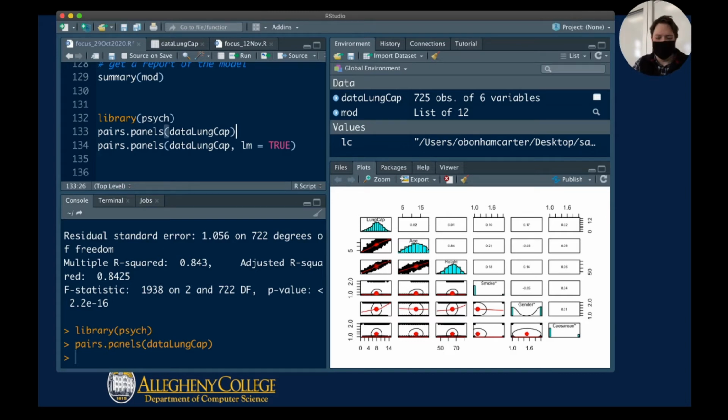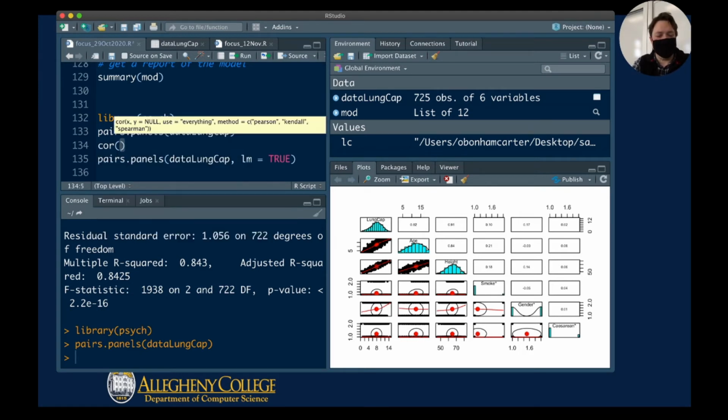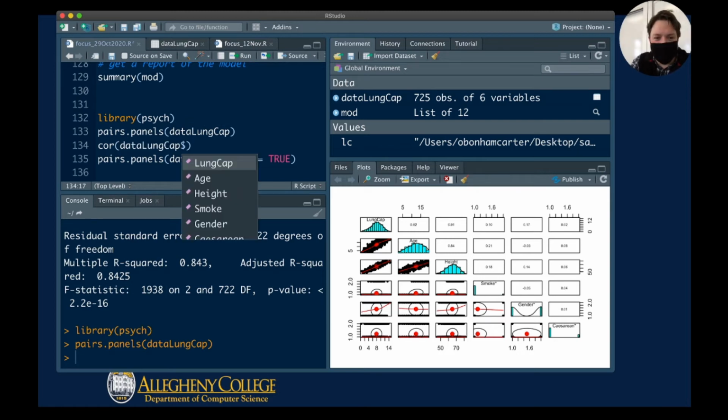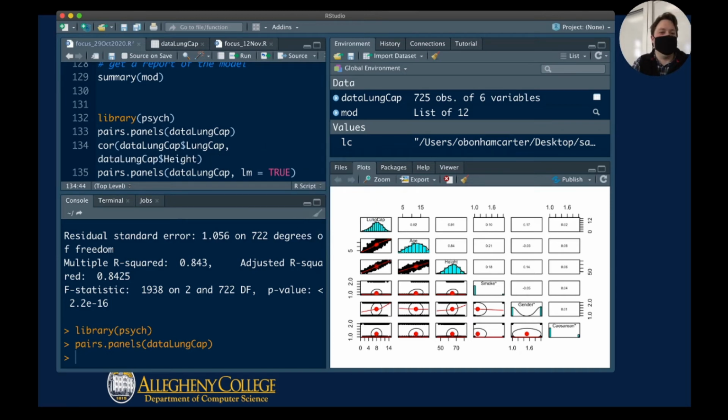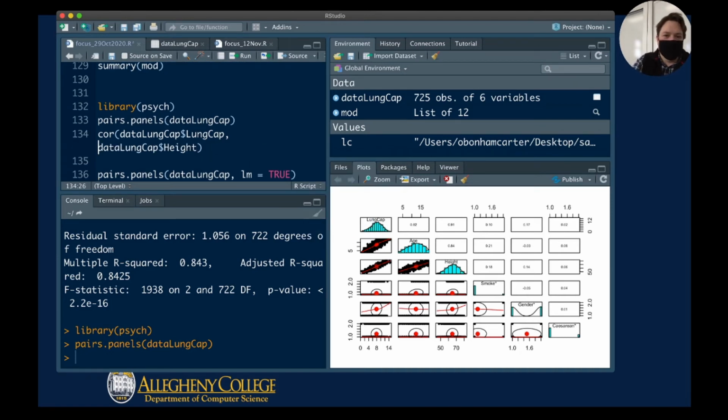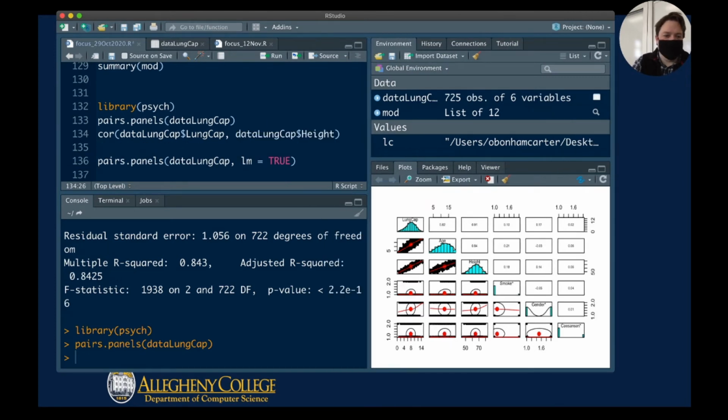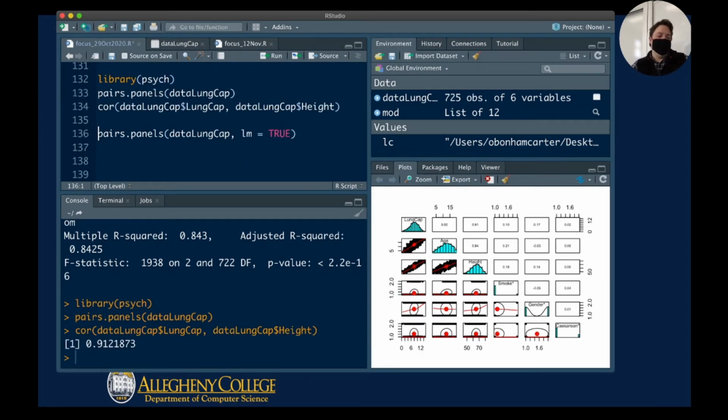In fact, I can go over here and type in cor, and I think I can just type in lung capacity, and let's put here height. Hopefully that'll make it easier. Let's spread this out a bit. Is that working? Okay, so if I type in the correlation between these two variables, notice how I'm doing this.